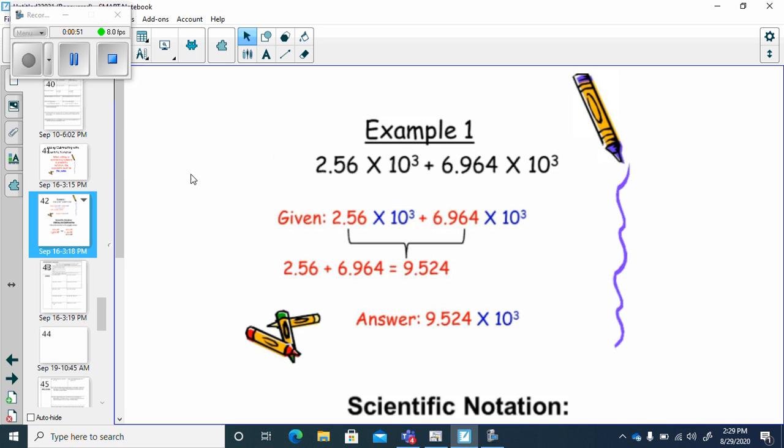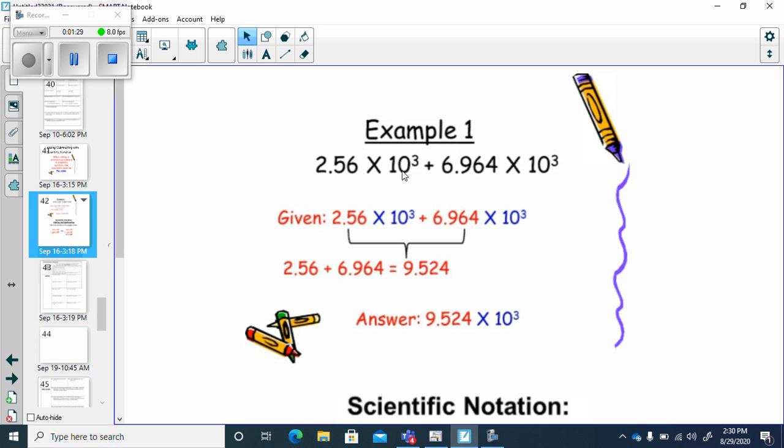Here's an example. Now this one, the exponents are the same, 10 to the third, 10 to the third. So when you're adding, you're not messing with these. You're just adding the numbers in front of them. 2.56 times 10 to the third plus 6.964 times 10 to the third. You add the two numbers in front of the exponential bases, okay? So 2.56 plus 6.964 gives you 9.524. And that's times 10 to the third.